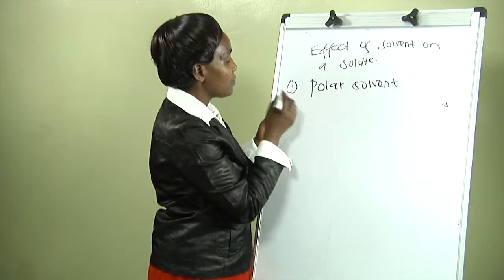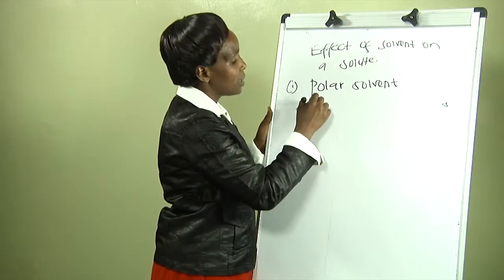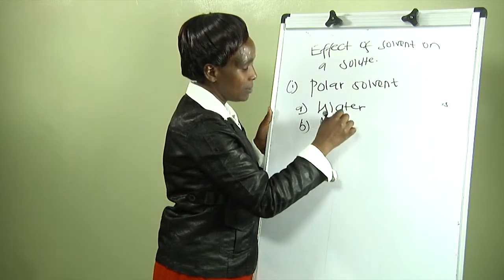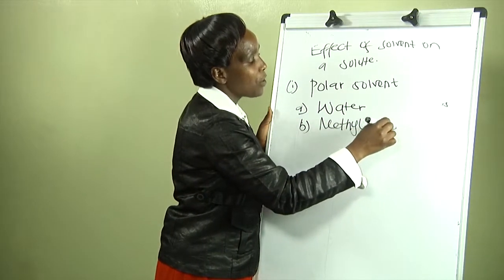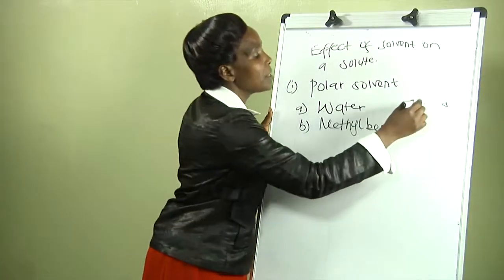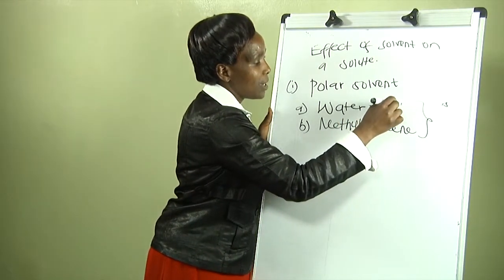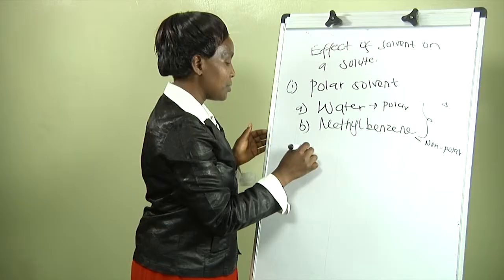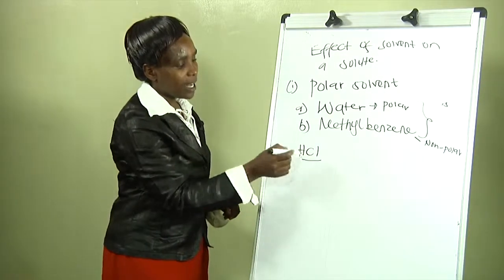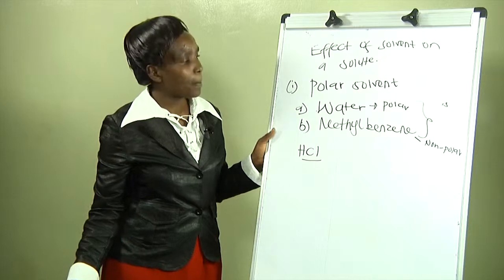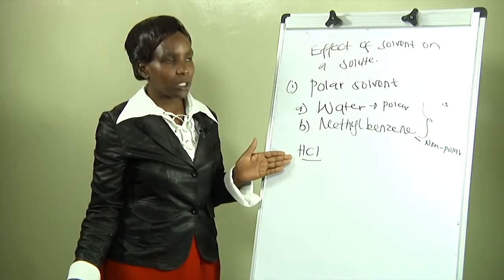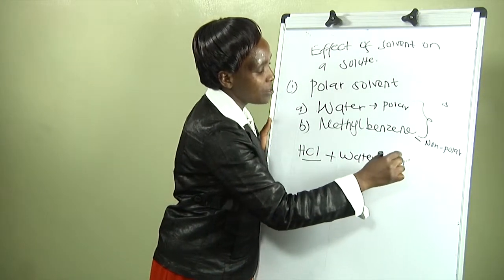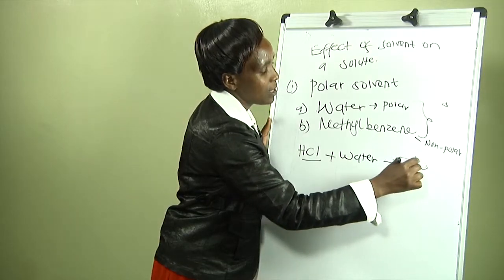And we have seen that in case we have two solvents, solvent A being water, let me start with water, and solvent B being methyl benzene, and now you are having your HCl dissolving in these two. This one, we know it is polar, and this one is non-polar. So if you want to discuss what will happen, we are saying that when HCl is dissolved in water, water is polar, and therefore it is going to dissociate to give the hydrogen ions. So HCl plus water, we will get the hydrogen ions plus the chloride ions.